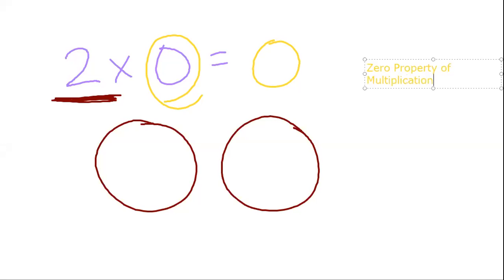Okay, the 0 property of multiplication states that any number times 0 equals 0. So this is a good review for that. Let's do one more problem, and then I want you to practice some on your own, okay? Here's your next problem I want you to write down. 2 times 8. Write this problem down and solve.